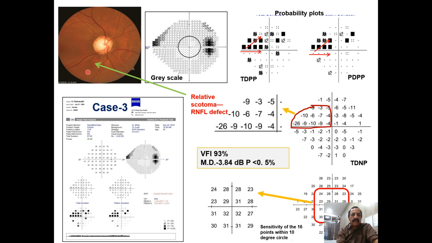In case 3, there is an RNFL defect with a suspected notch. That means it is an established case of glaucoma, and in this case the IOP is around 20. In an established case of glaucoma, our aim is to set the target IOP. See, a relative scotoma is also producing an RNFL defect.